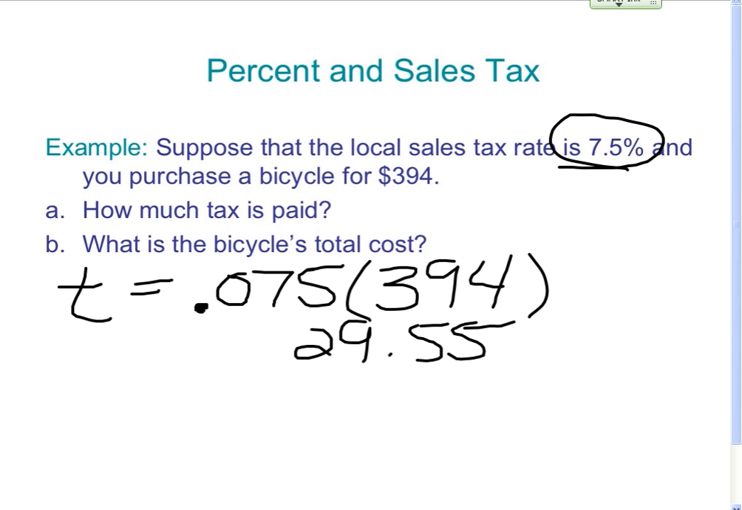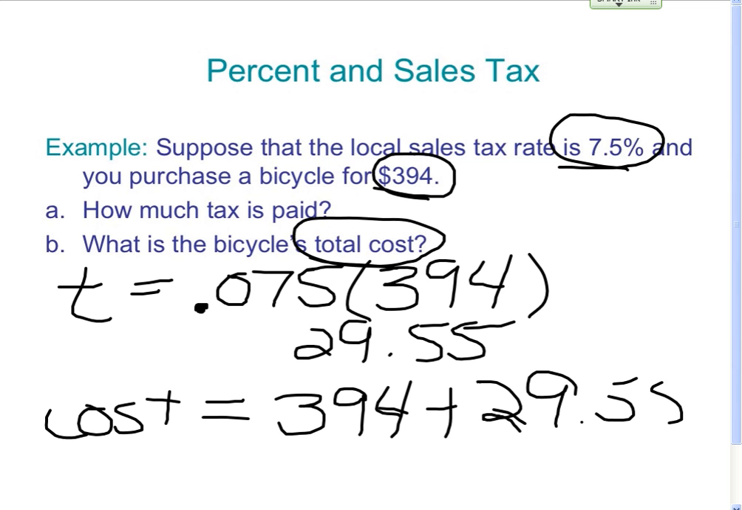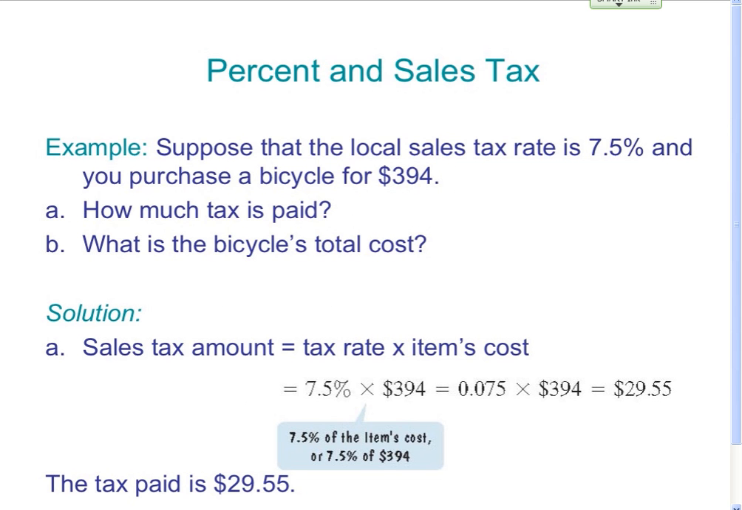$29.55. And to find out the total cost, you're going to take the $394, the sticker price for the bike, and add the $29.55. Add your taxes. And you end up with a total cost of $423.55.